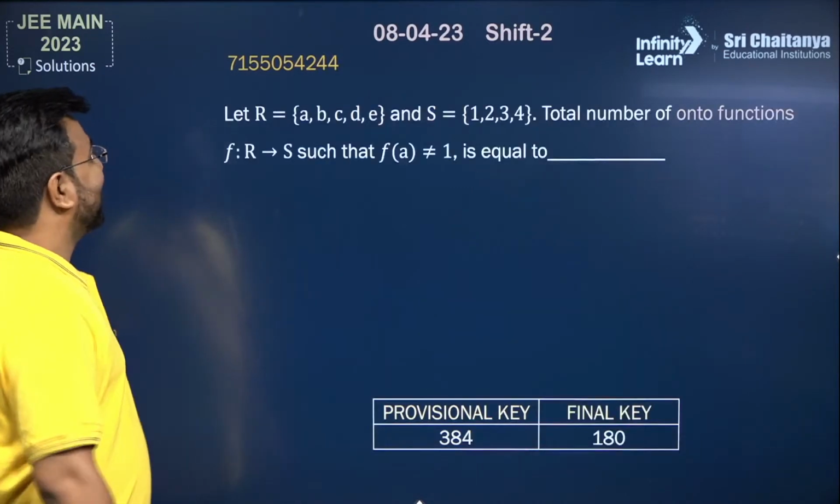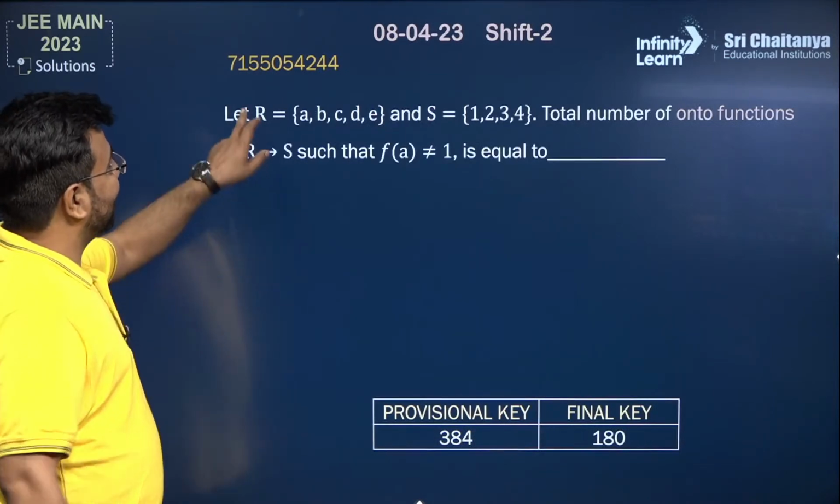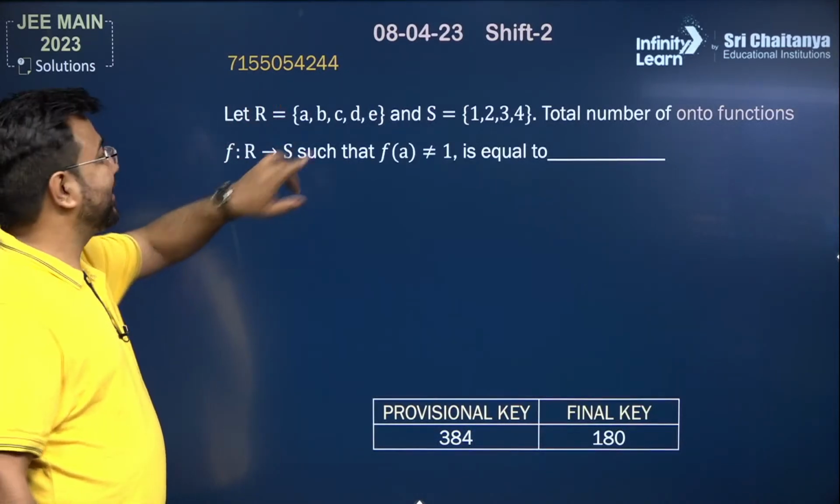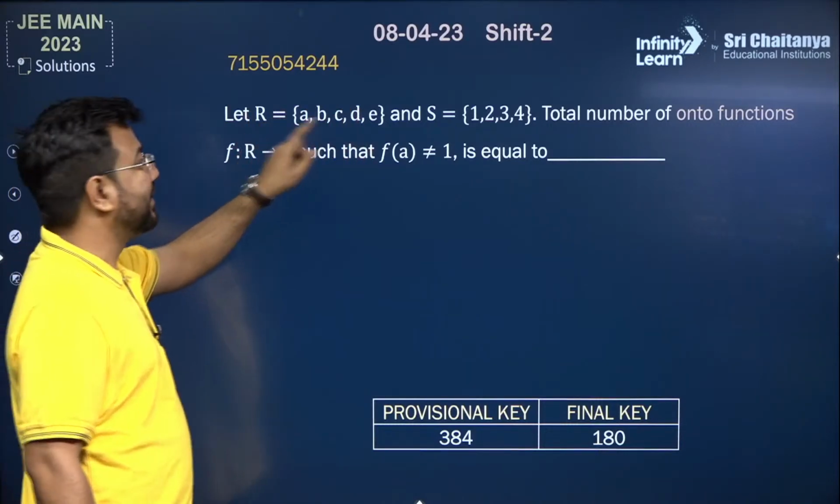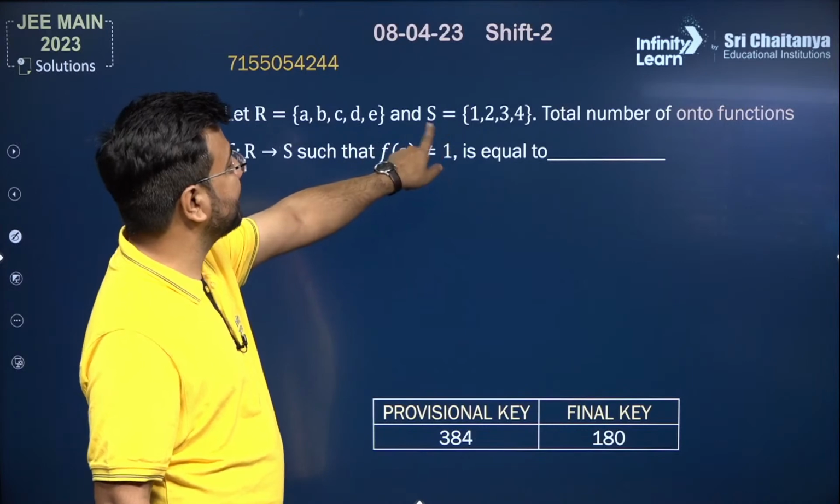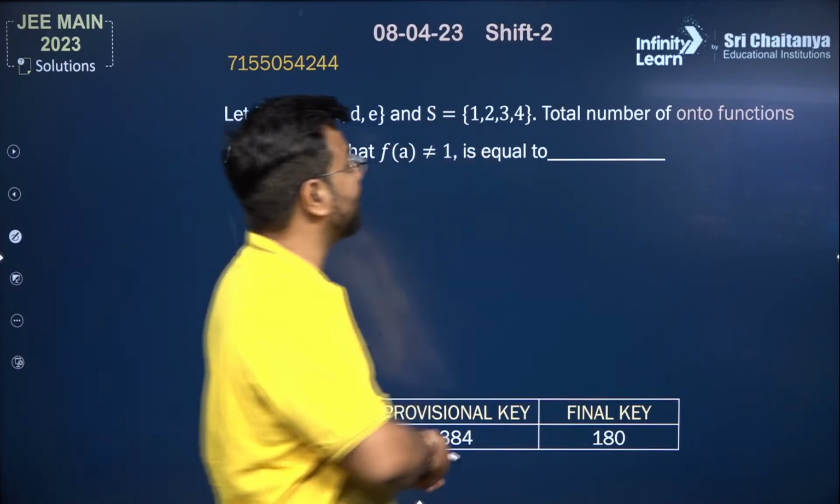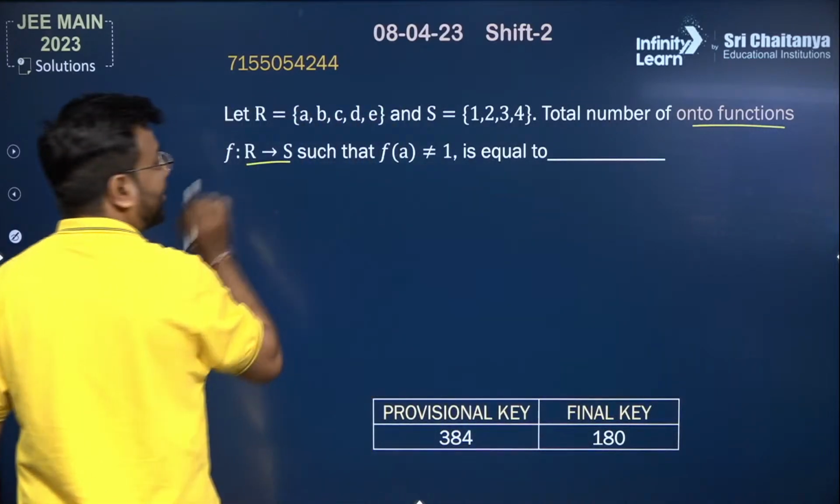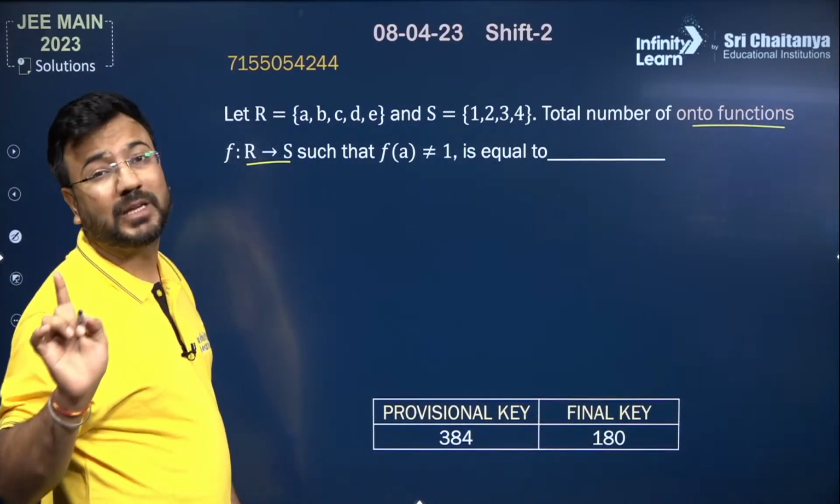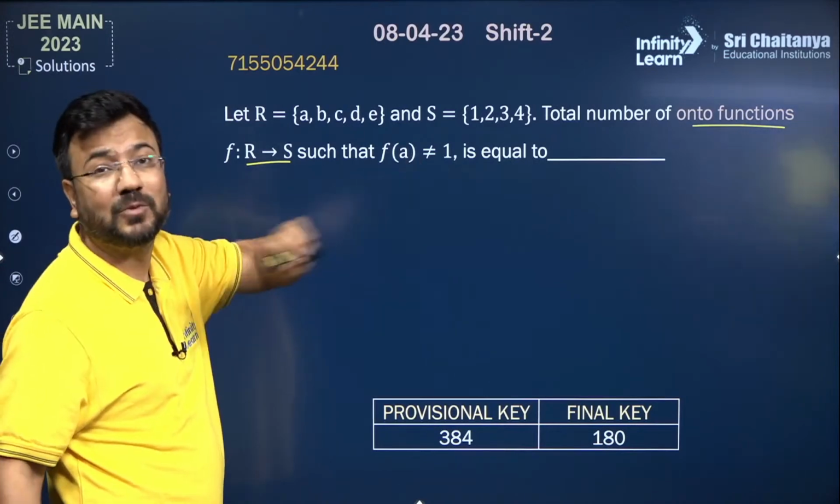All right, next question is, there is a set which consists of 5 elements, its name is R set. There is a set which consists of 4 elements, its name is S set. Now the total number of onto functions you want to create, okay, and f is a function from R to S such that f of a should not be equal to 1.